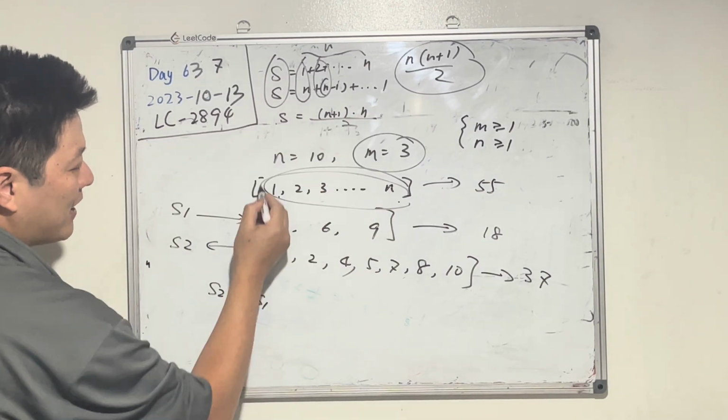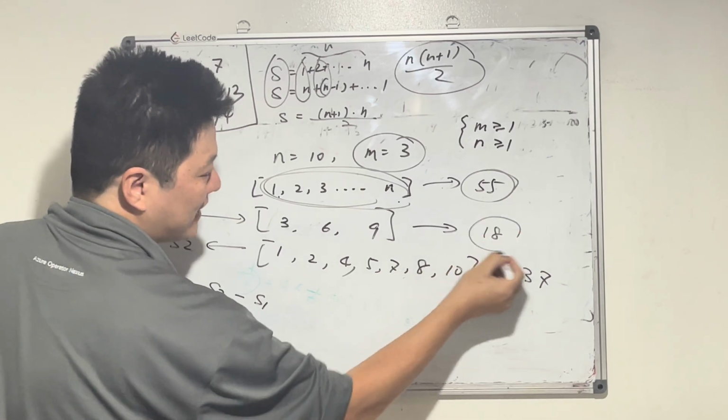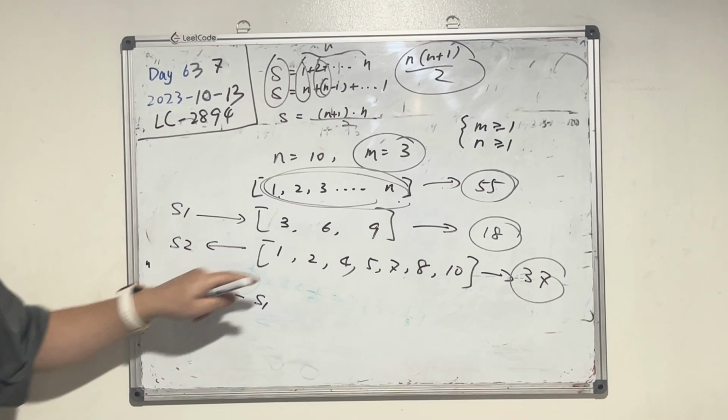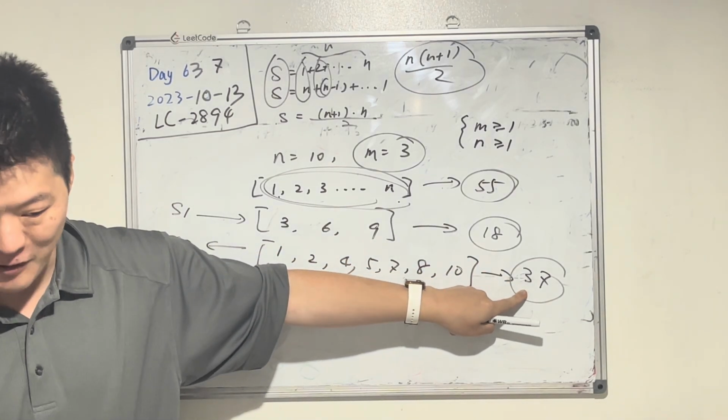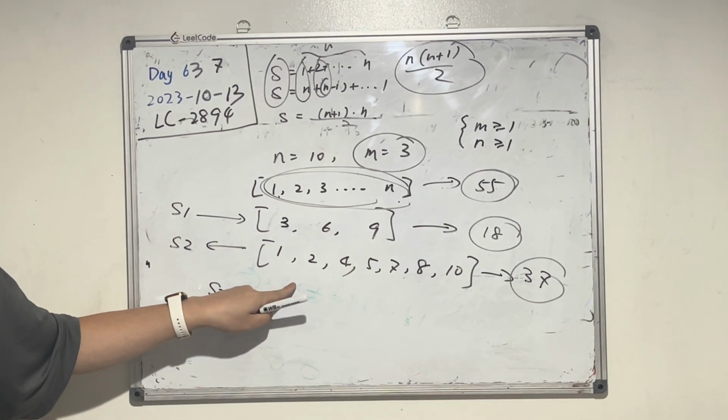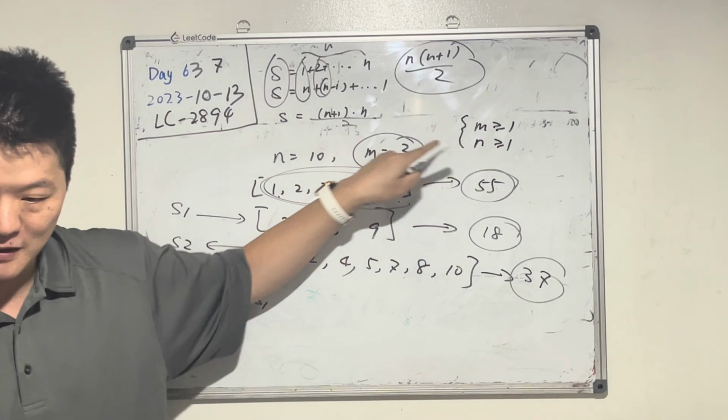So we know this is 55, and then we know this is 18. So this sum must be 37. That's one quicker way to get the sum of 37. Ryan, you did a good job by summing up. But just imagine there are more numbers which are not divisible by m.